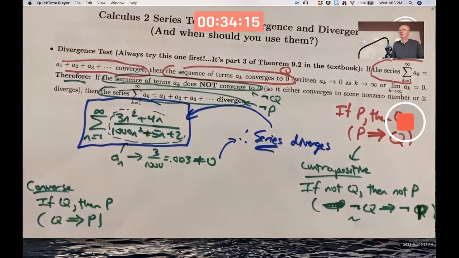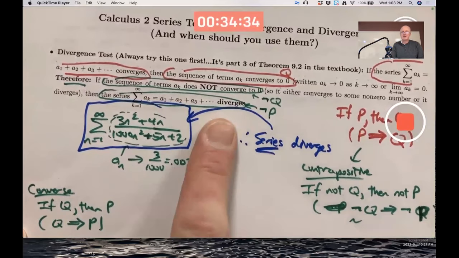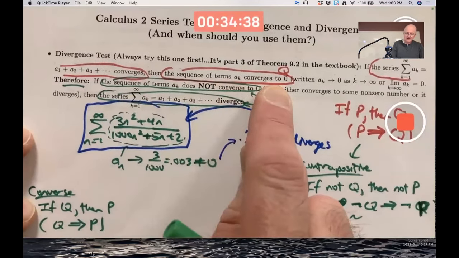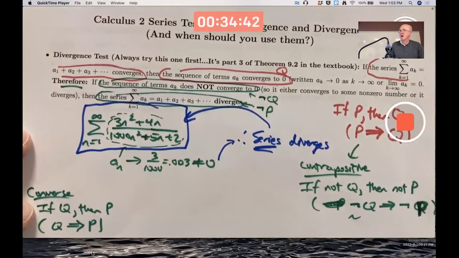If it is true, it's another theorem. It's really a different theorem. Though sometimes they're written with the phrase if and only if in the same theorem. It really is two different theorems, though, if it is true. But in this case, the converse is false. This is important to know. The converse of the divergence test is false. If a_k is going to zero, the series converges is a false statement. We know examples where that doesn't work.